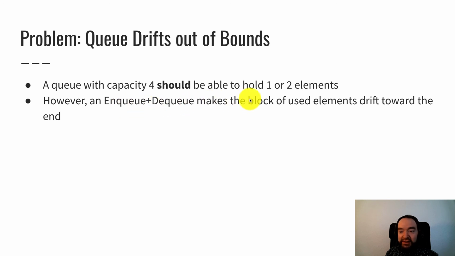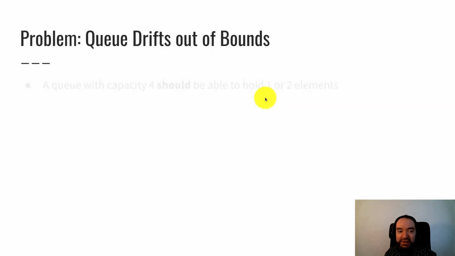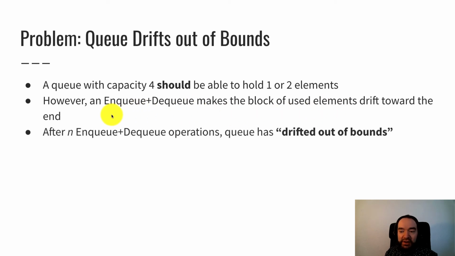NQ and DQ makes the block of used elements drift toward the end. If you notice, here's why I call this drift. This queue is only ever storing 1 or 2 elements. Right now, it's the first 2 that are in use. Then after a DQ and an NQ, now it's the middle 2. See how we're sort of moving to the right? We're migrating rightward. If I do an NQ and a DQ, we move over right one more step. And this is fine until you try to move rightward past the end of the vector, and that's when you get this crash. So these elements are drifting toward the end as they NQ and DQ. And after n of these NQ and DQ operations, if n is the capacity, the queue has drifted out of bounds and it doesn't work anymore.